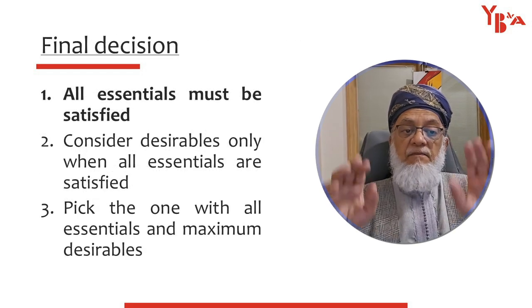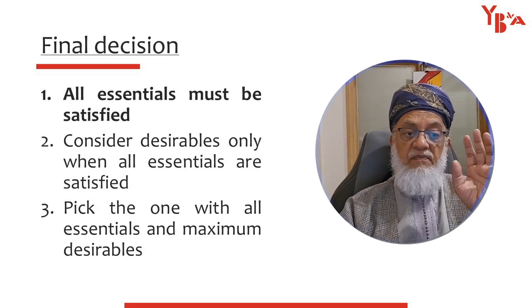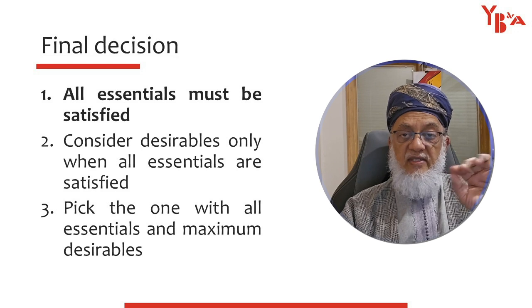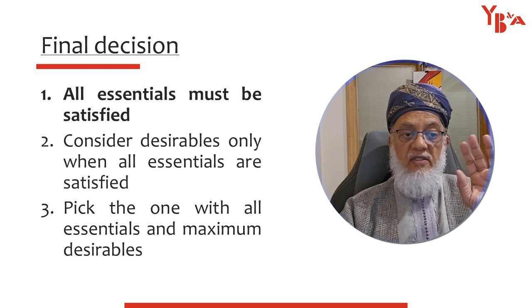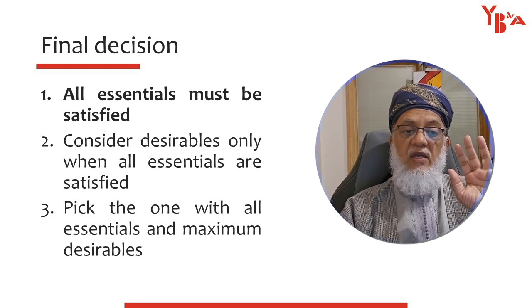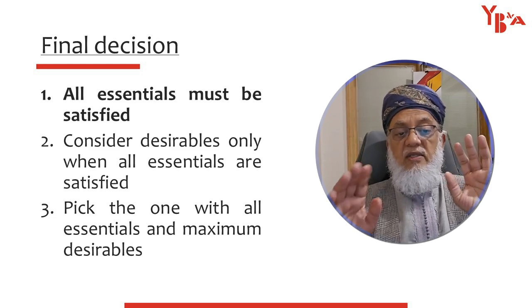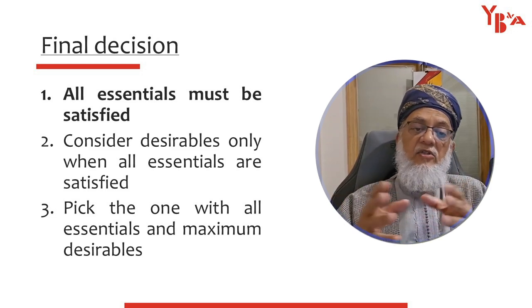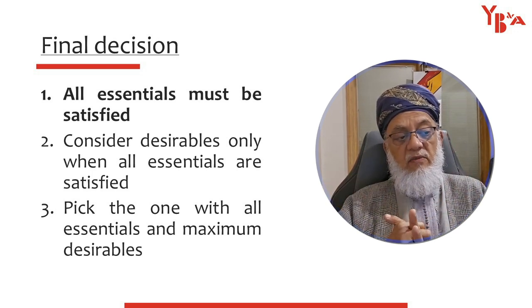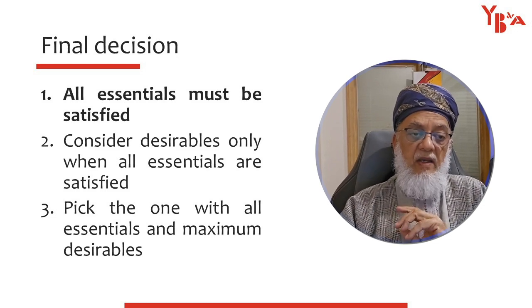So final decisions, a final decision is based on what? All essentials must be satisfied, right? All essentials must be satisfied. There is absolutely no compromise with that. All essentials must be satisfied. And then we consider the desirables. Desirables will be considered only when all essentials are satisfied. And then, as I mentioned to you, you pick the one with all essentials and maximum desirables, right?